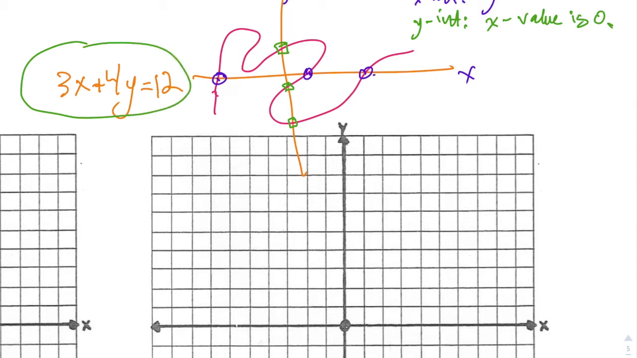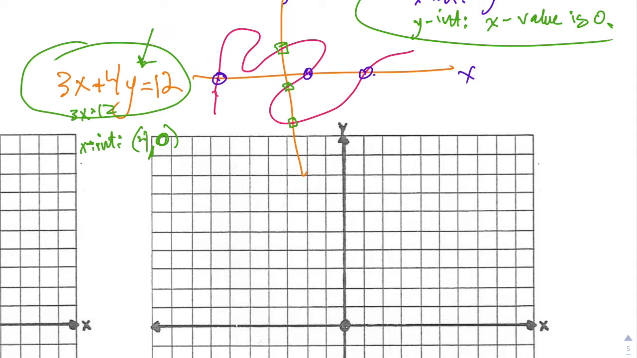So let's say we're trying to graph this. Well, to find the x-intercept, oops, that should be a hyphen. To find the x-intercept, looking at our doodle, looking at our key here, the y value is 0. And you solve for the x. Okay, so you simply plug a 0 in for the y. Okay, and you get 3x equals 12, and you get an x value of 4.